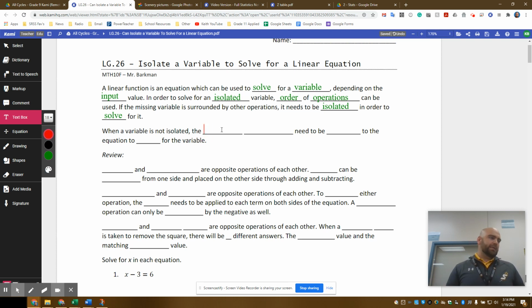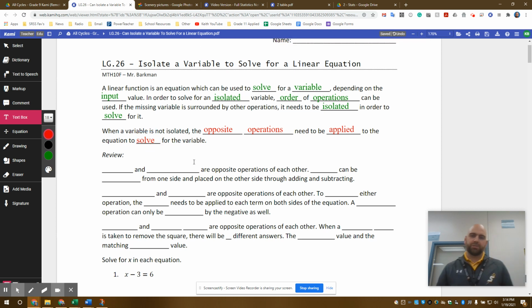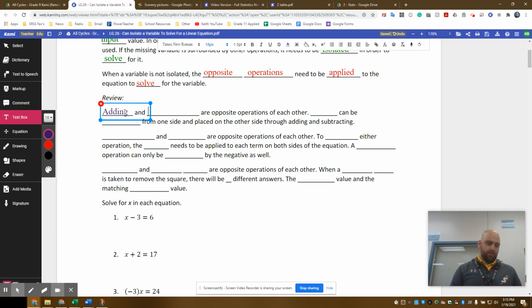So when a variable is not isolated, the opposite operations need to be applied to the equation to solve for the variable. So we need to apply our opposite operations. We're going to go through a little bit of review as to what our operations are. So the first one, adding and subtracting, are opposite operations of each other.